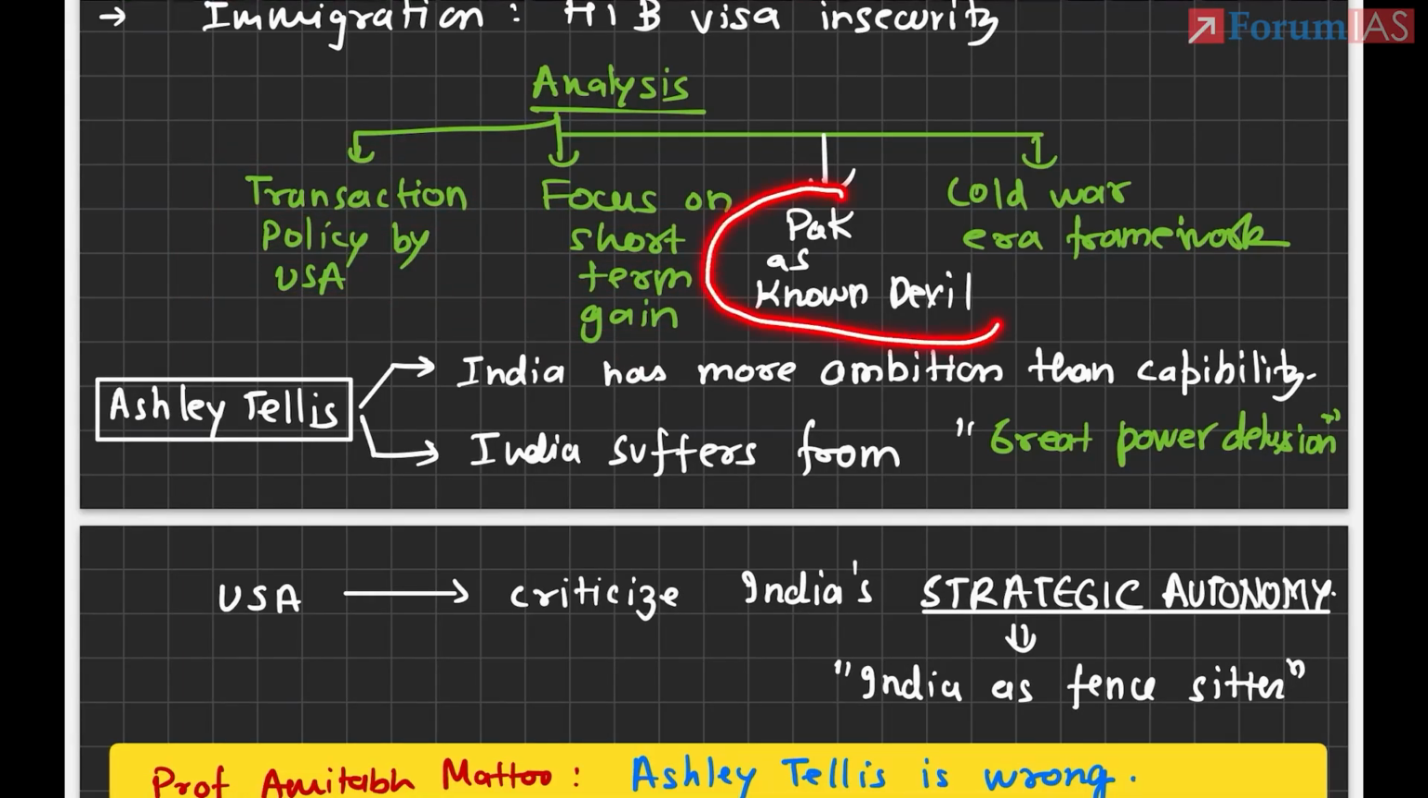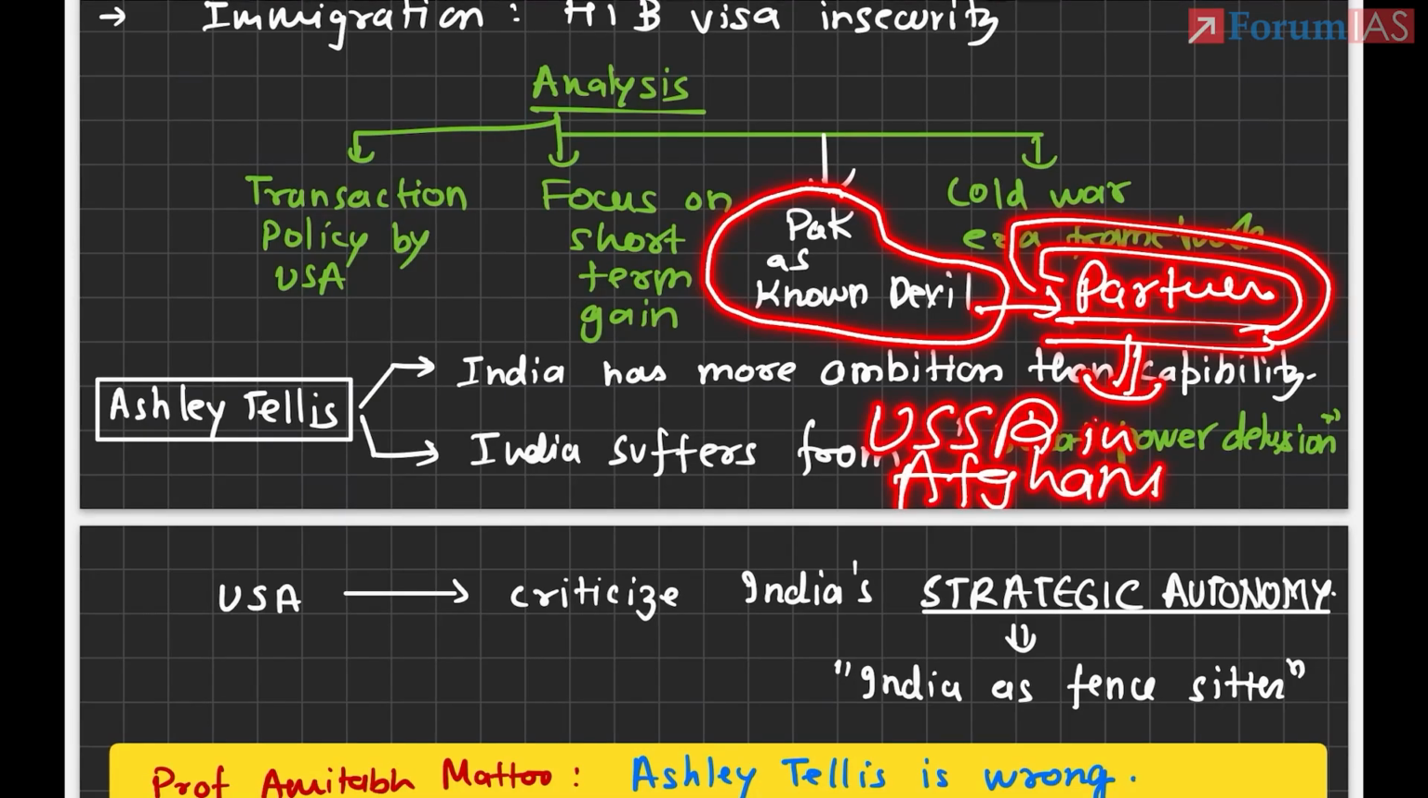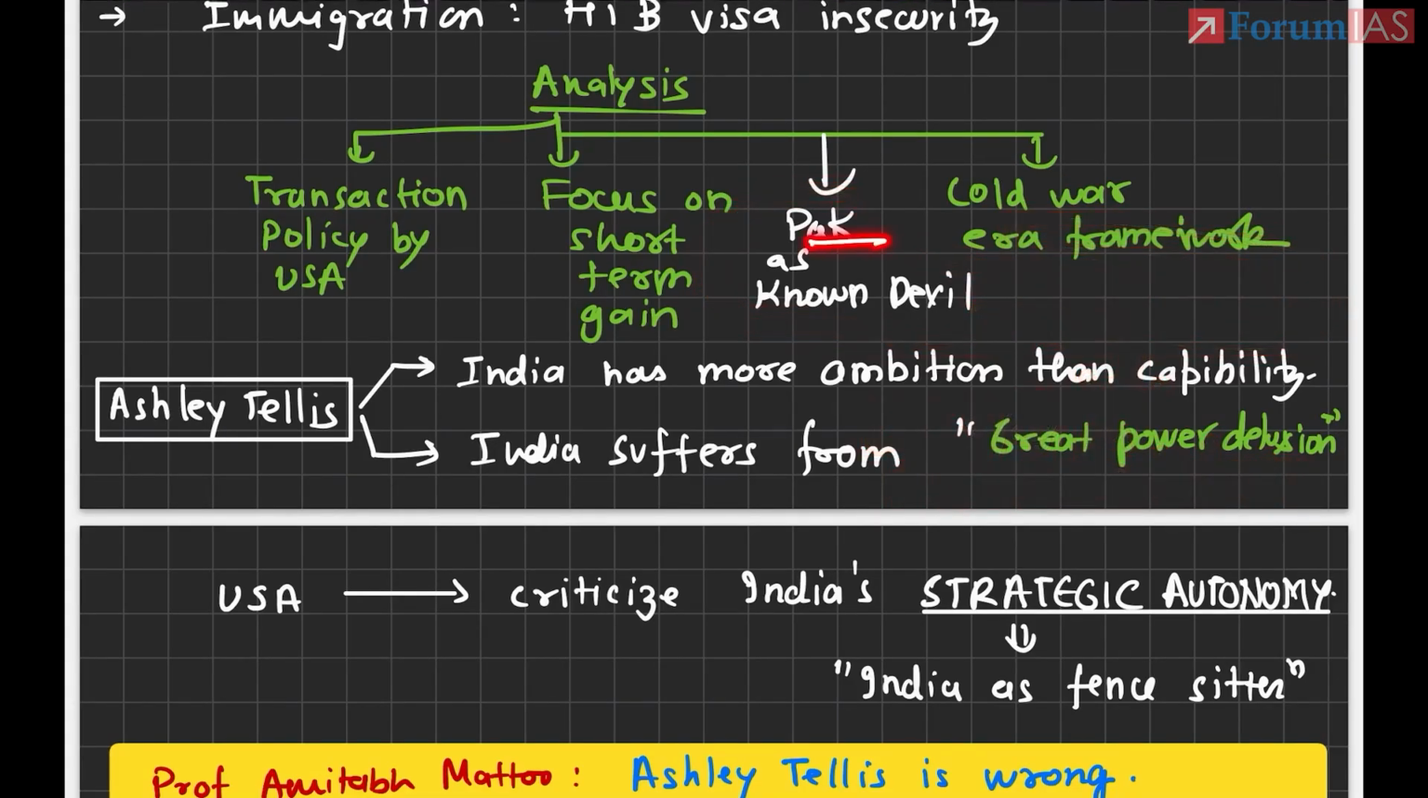Some people in the US consider Pakistan a partner because Pakistan helped the US when the US was fighting the USSR in Afghanistan. So some strategists in the US consider Pakistan a known devil which has utility for them.